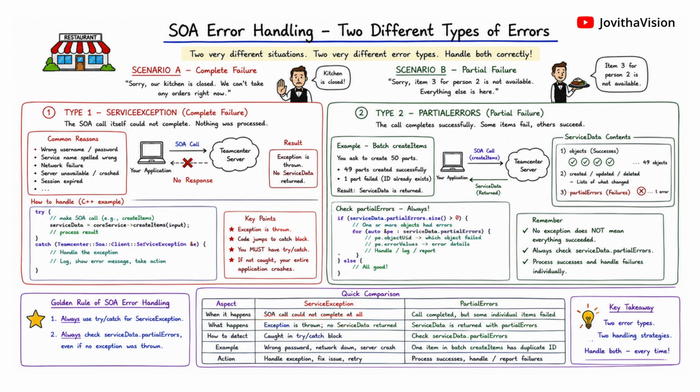The golden rule of SOA error handling: always check partial errors even when no service exception was thrown. The fact that your try catch block did not catch anything does not mean everything succeeded. You must look inside service data and inspect partial errors every single time.